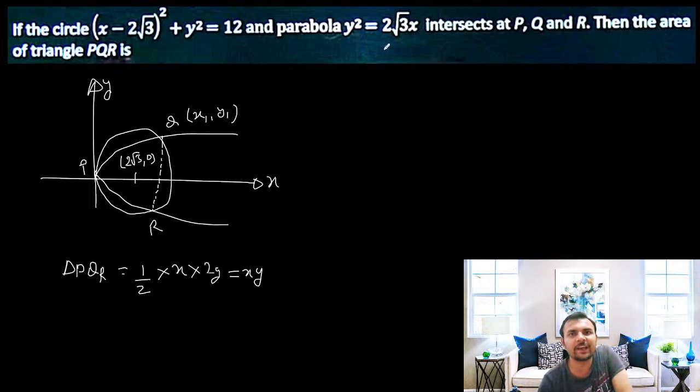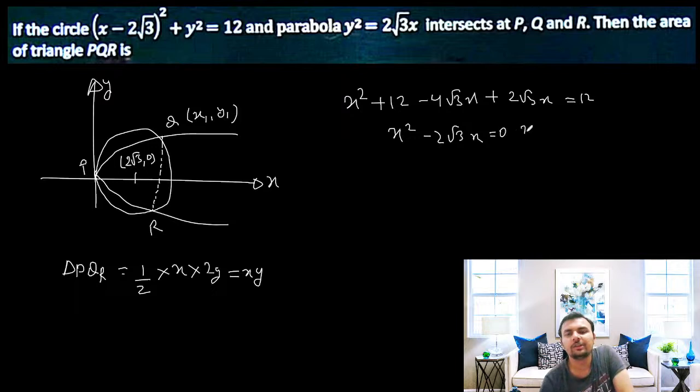So in place of y, we'll put 2 root x. So it is x square plus 12 minus 4 root 3 x plus 2 root 3 x equal to 12. We are going to get x square minus 2 root 3 x equal to 0. So x equal to 0 or 2 root 3. So this point is x is 2 root 3, y is 2 root 3. So if you find, x into y is nothing but 12. So this is the answer.